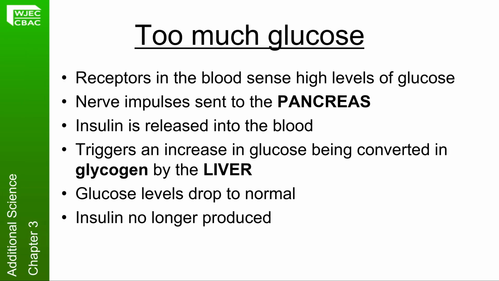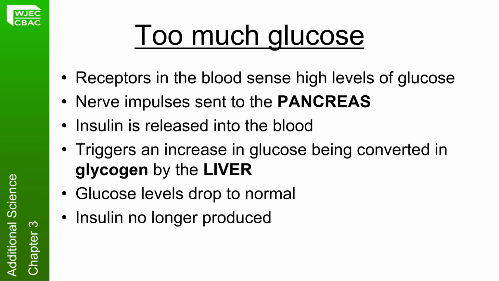Okay, so we're now going to think about what happens in the body if we have too much glucose or too little glucose. So if there is too much glucose within our blood, there are receptors. As we've discussed when we're talking about the nervous system, receptors are able to react to a stimulus. So in this case, they would be sensing that the levels of glucose in the blood are too high. Those receptors then will send nerve impulses to your pancreas, and the pancreas will respond to that.